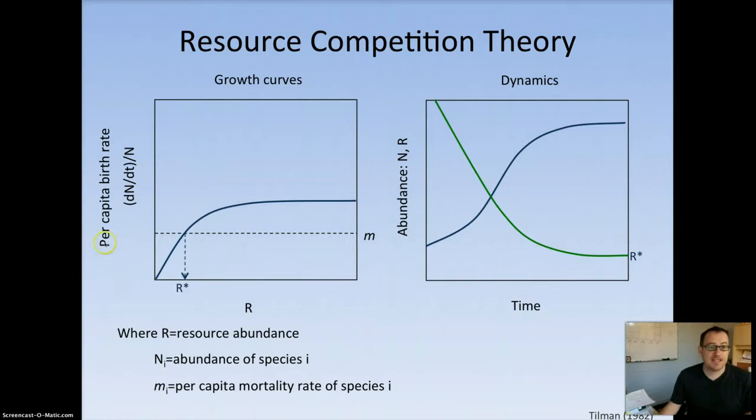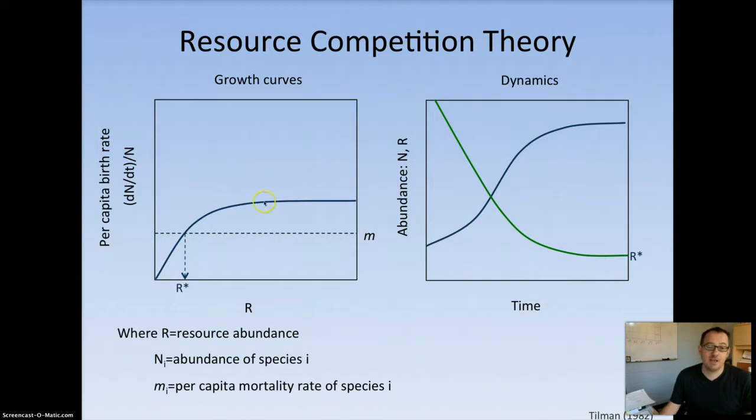The panel on the left is looking at the resource density on the x-axis, going from low to high. And on the y-axis of that same panel, we're looking at the per capita rates of the species that's consuming the resource. In particular, we have the solid blue line representing per capita birth rate, and the dashed black line here illustrating the per capita mortality rate of that species. Note that we're assuming the mortality rate is independent of resource density, of availability of resources. By contrast, we're assuming that the per capita birth rate is a function of resource availability.